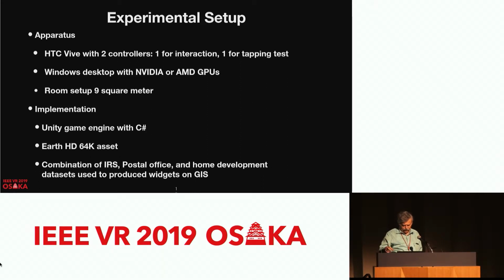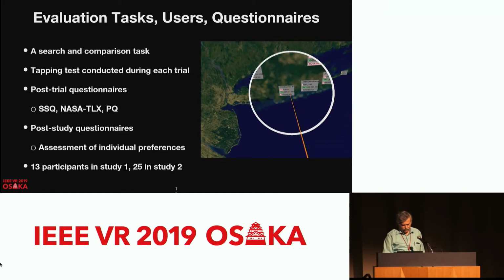The data also included data coming from the IRS, the US Postal Office, the Home Development Dataset, and a few other datasets that were added as widgets on the GIS, and that was part of the experiment. The users had to search and compare and tap during that process.